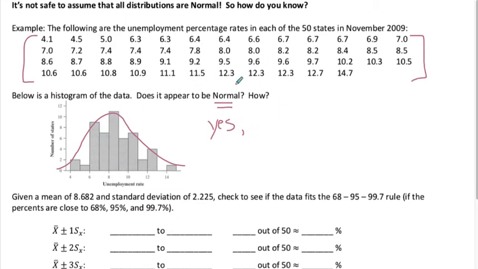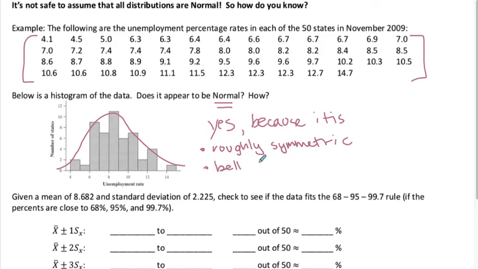And so how do we know it appears to be normal? We would say because it is roughly symmetric. Another reason we could say is that it is bell-shaped. As we lay that density curve over it, it takes on that bell curve, and there's a single peak. So just by taking the data here and putting it into the histogram, we're starting to see this take on a normal shape. But how do we actually know?